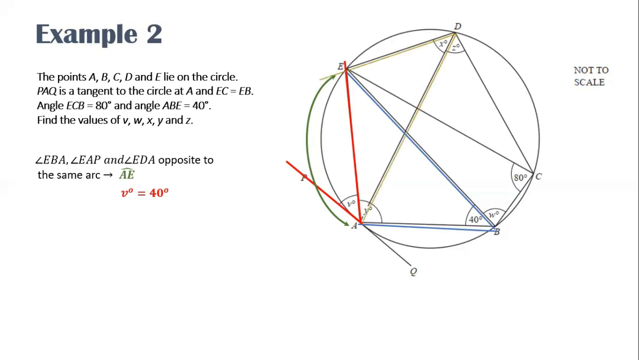So what about angle EDA? Once again, angle EDA or angle ADE, same. Angle ADE is opposite to the same arc. The arc is AE as well. Once again, there's a simulation, right? Angle ADE is opposite to the same arc. The arc is AE. So what's the conclusion? That's right. So X degrees is 40 degrees as well. Very easy, right?